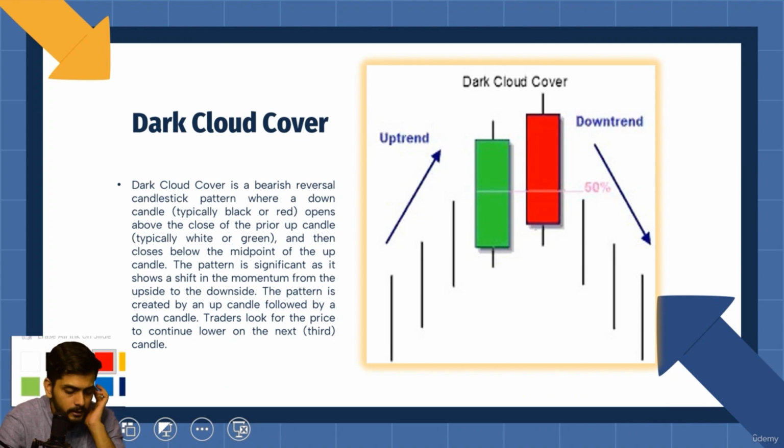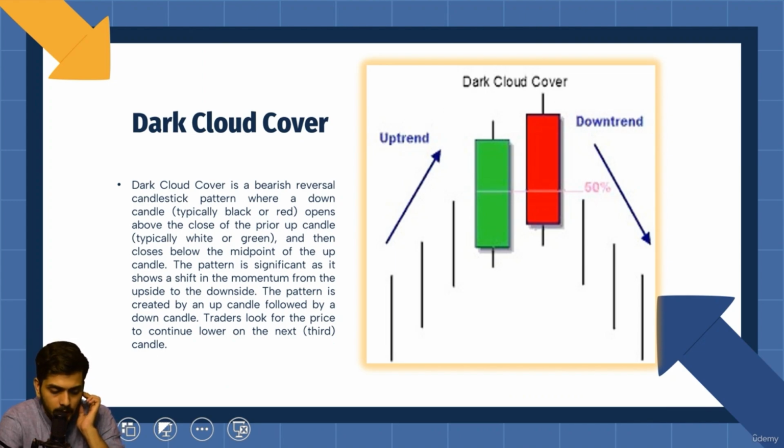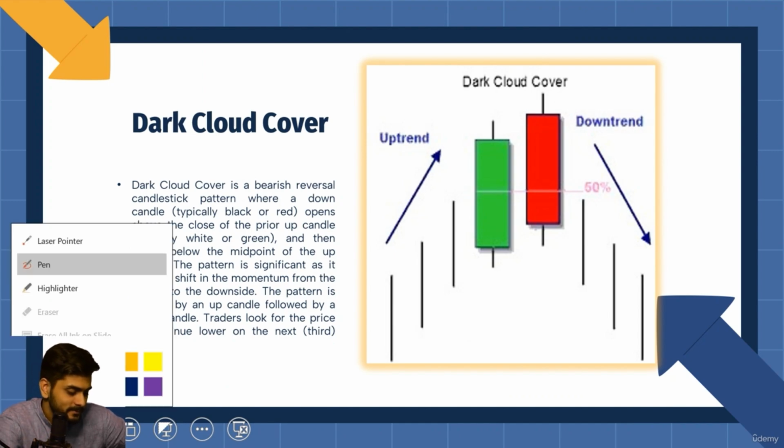Dark cloud cover, if you read this, it is written that dark cloud cover is a bearish reversal candlestick pattern where a down candle, typically black or red, opens up above the close of the prior candle, typically white or green, and then closes below the midpoint of the up candle. Too much written? Don't worry, I am here.